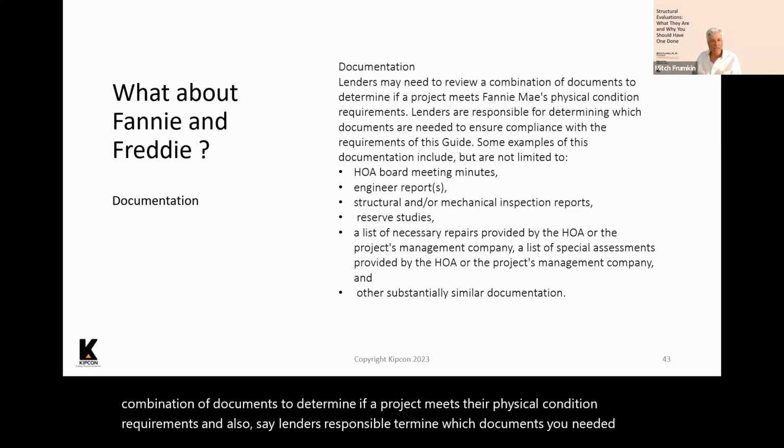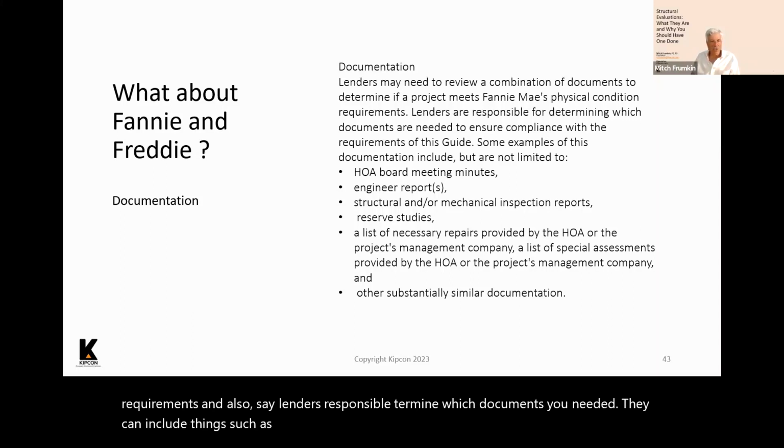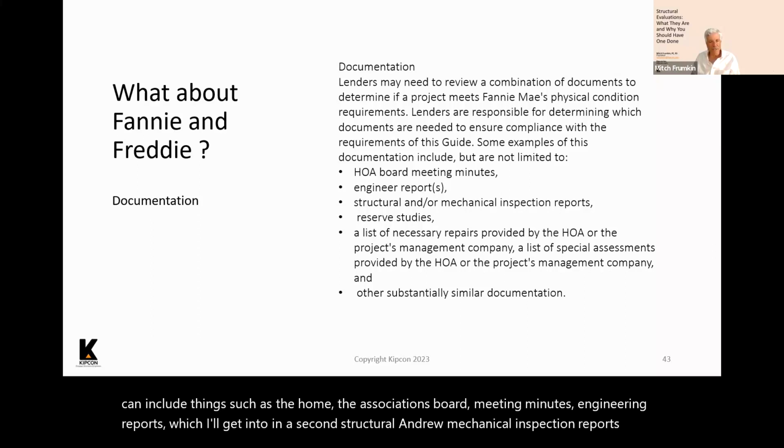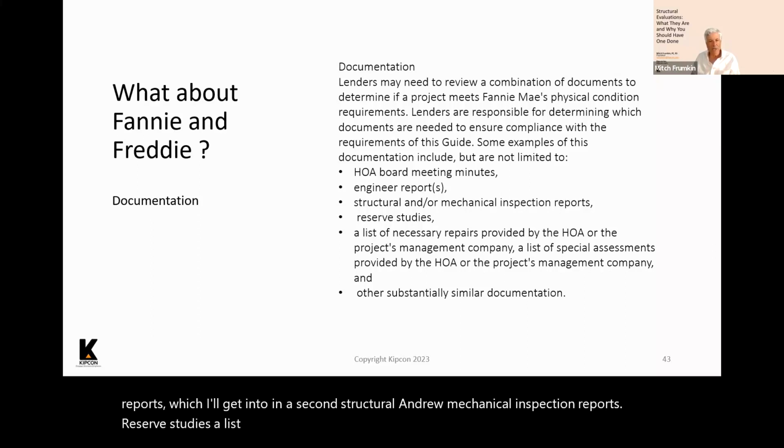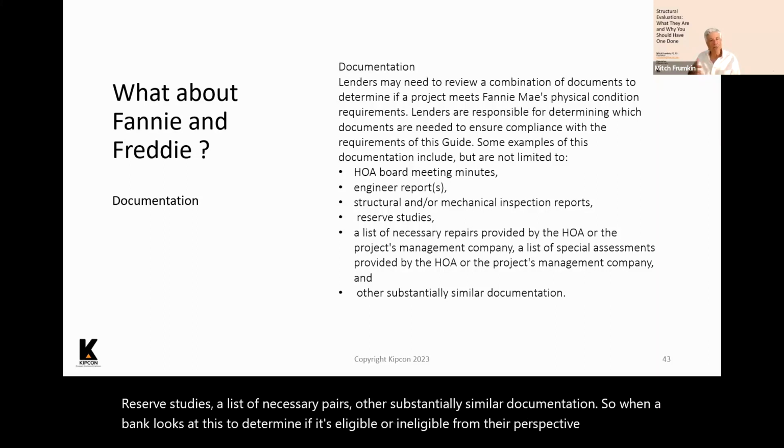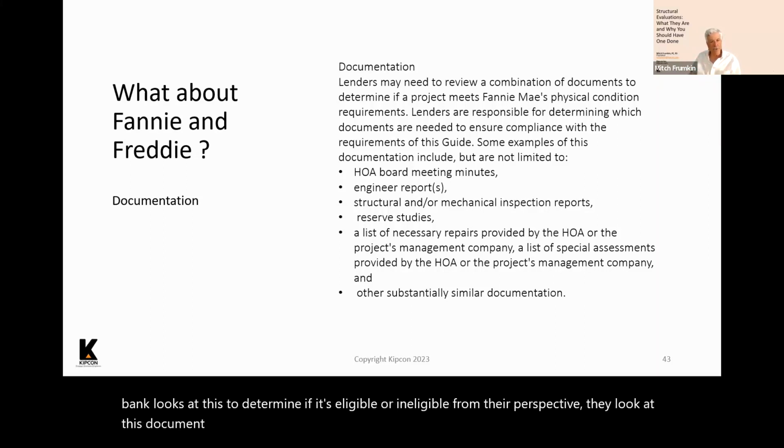They can include things such as the association's board meeting minutes, engineering reports, which I'll get into in a second, structural and/or mechanical inspection reports, reserve studies, a list of necessary repairs, other substantially similar documentation. So when a bank looks at this to determine if it's eligible or ineligible from their perspective, they look at this documentation to determine that.